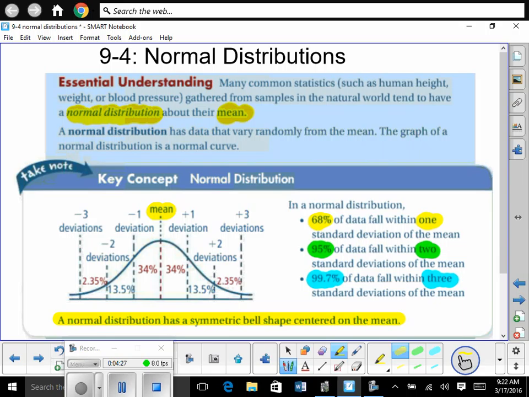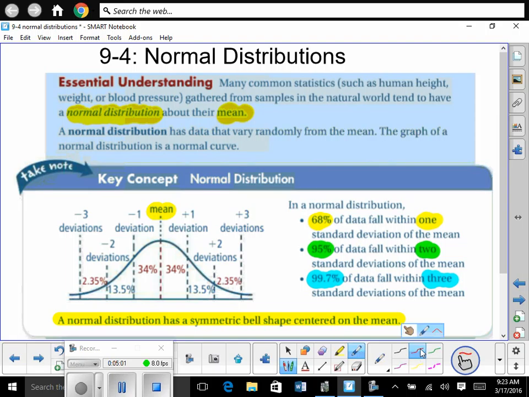So if it has a normal distribution, this is the statistics of what happens. If and only if it has a normal distribution, then 68% of the data will fall within one standard deviation. So I'll say that again. If it has a normal distribution, then 68% of the data will fall within one standard deviation from the mean. So that means 34% below and 34% above will fall within one standard deviation. That's only if it's normal shaped.